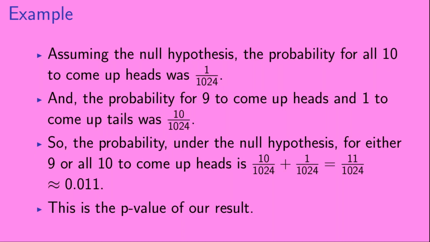Okay, so assuming the null hypothesis, the probability for all 10 to come up heads was 1 over 1024, and the probability for 9 to come up heads and 1 to come up tails was 10 over 1024. So, the probability under the null hypothesis for either 9 or all 10 to come up heads is 10 over 1024 plus 1 over 1024, which equals 11 over 1024, which is about 0.011. This is the p-value of our result.